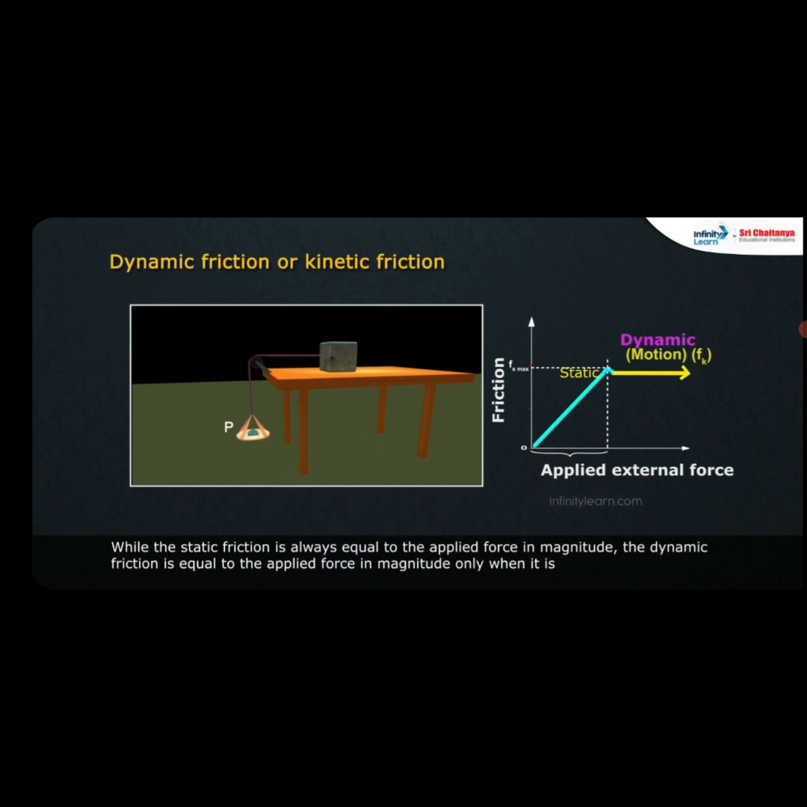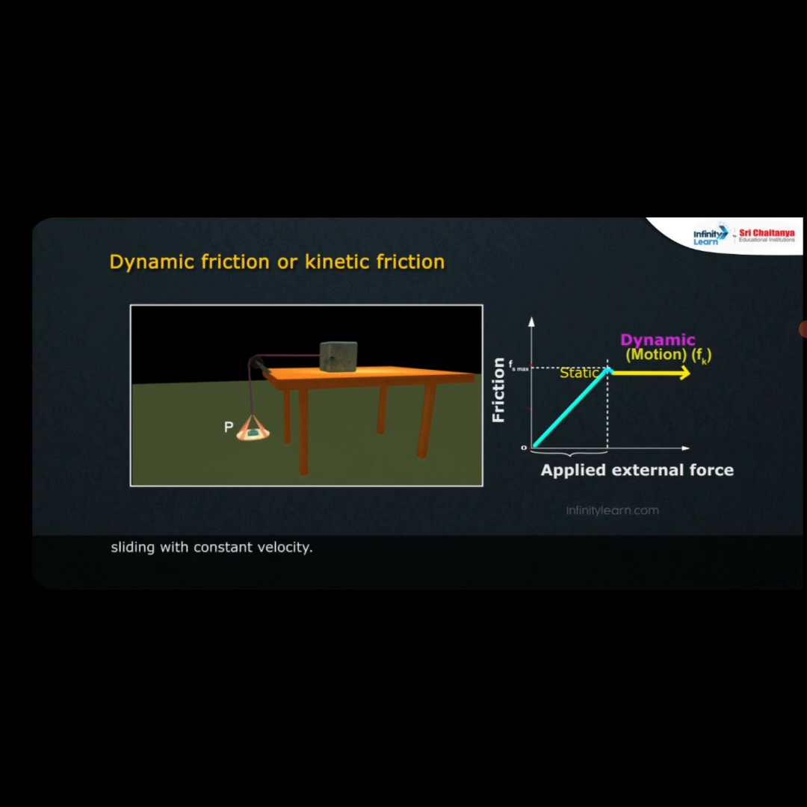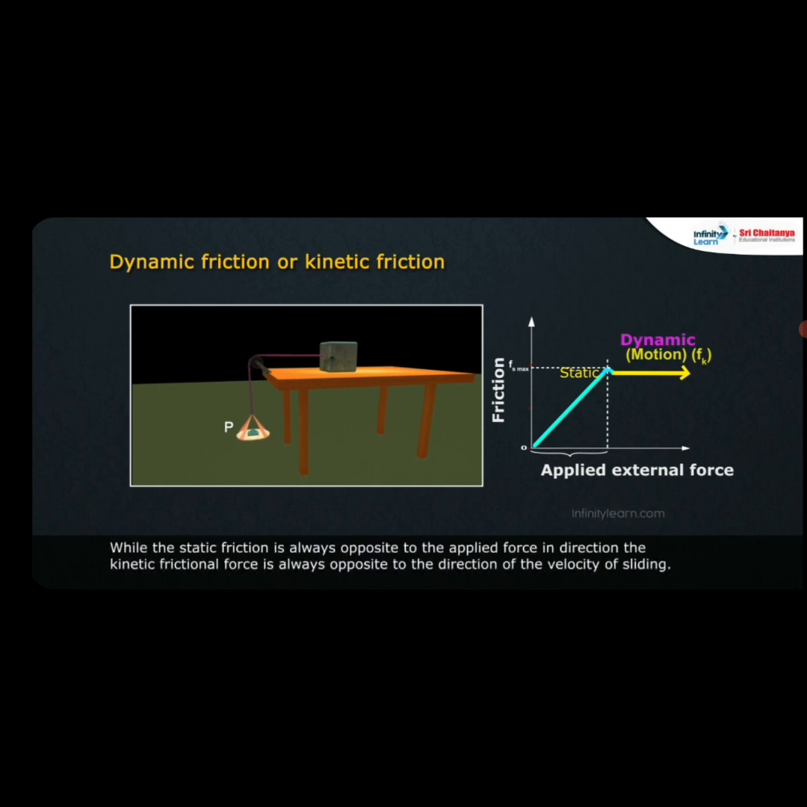While the static friction is always equal to the applied force in magnitude, the dynamic friction is equal to the applied force in magnitude only when it is sliding with constant velocity. While the static friction is always opposite to the applied force in direction, the kinetic frictional force is always opposite to the direction of the velocity of sliding.